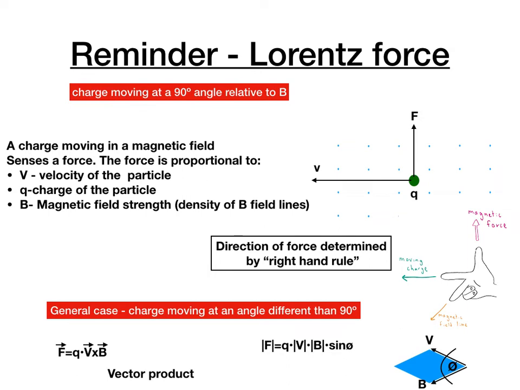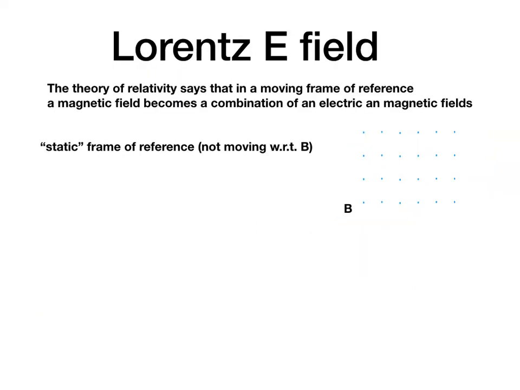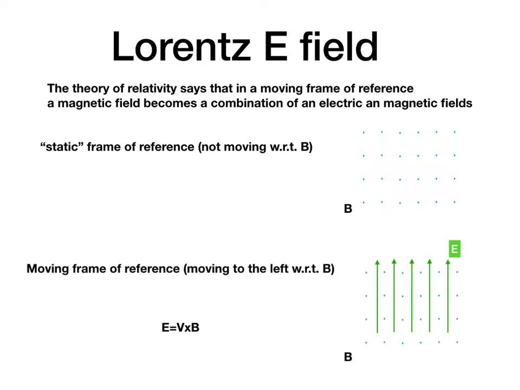When the velocity of the charge is not perpendicular to the magnetic field, you need to use the more general vector product formula. The force is the product of the charge, velocity, magnetic field, and the sine of the angle between the velocity and the magnetic field. The theory of relativity says that if you move in a magnetic field, you experience an electrical field. The electrical field is given by the velocity times the magnetic field, or more generally as the vector product if they are not necessarily perpendicular.